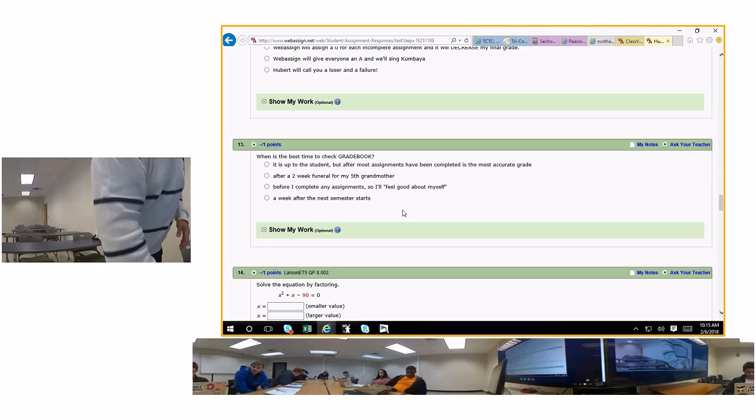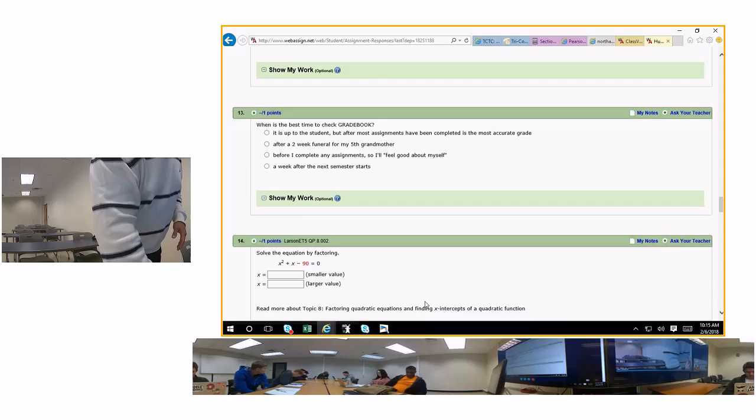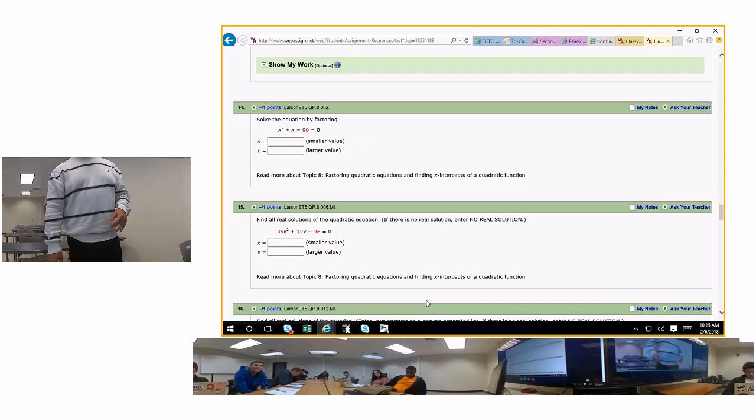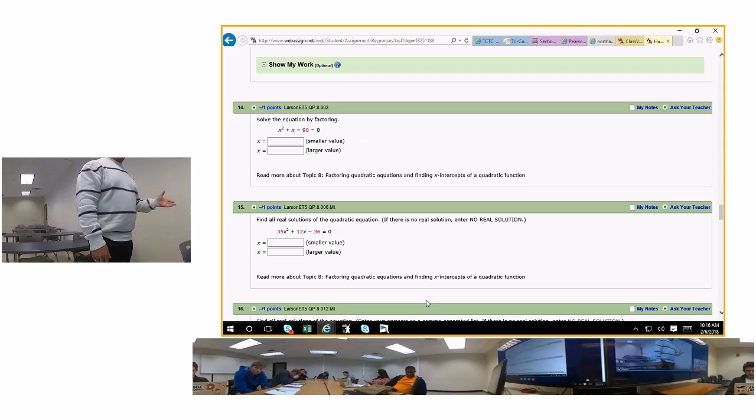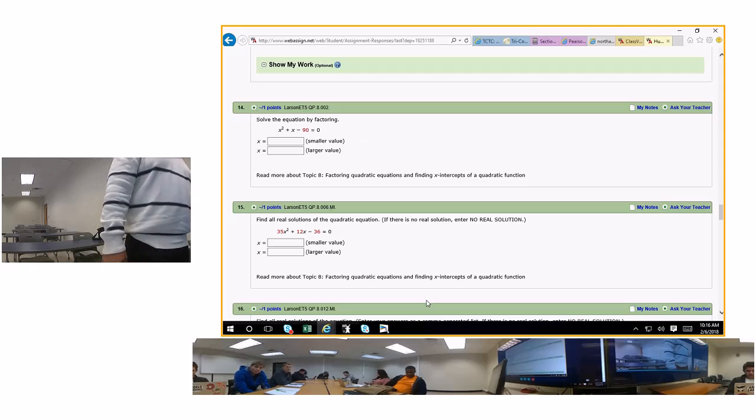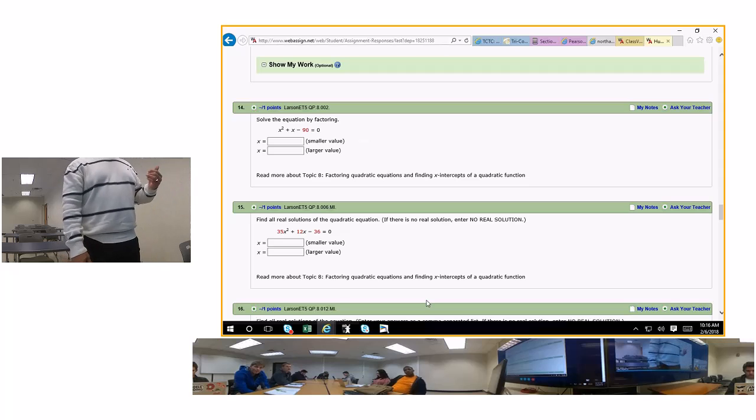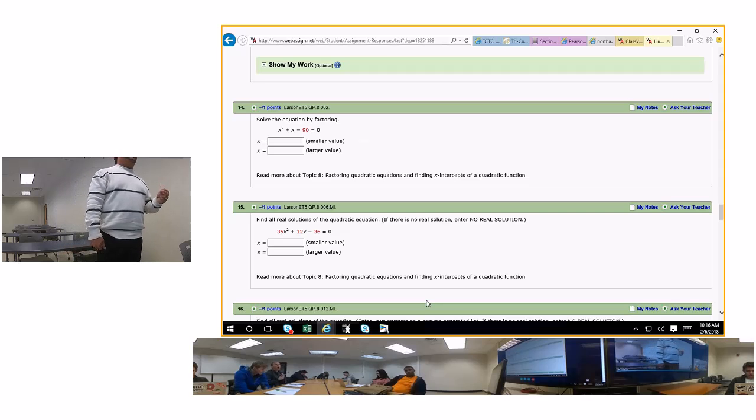Okay? Solve the equation by factoring. If you want to solve it by completing the square, you can do it by completing the square. When it says solve, what are you looking for? The x-intercepts. Okay? Write that down. When it says solve the equation by factoring or completing the square, it's mainly looking for the x-intercepts. Make sure you put them in terms of i if you have that.